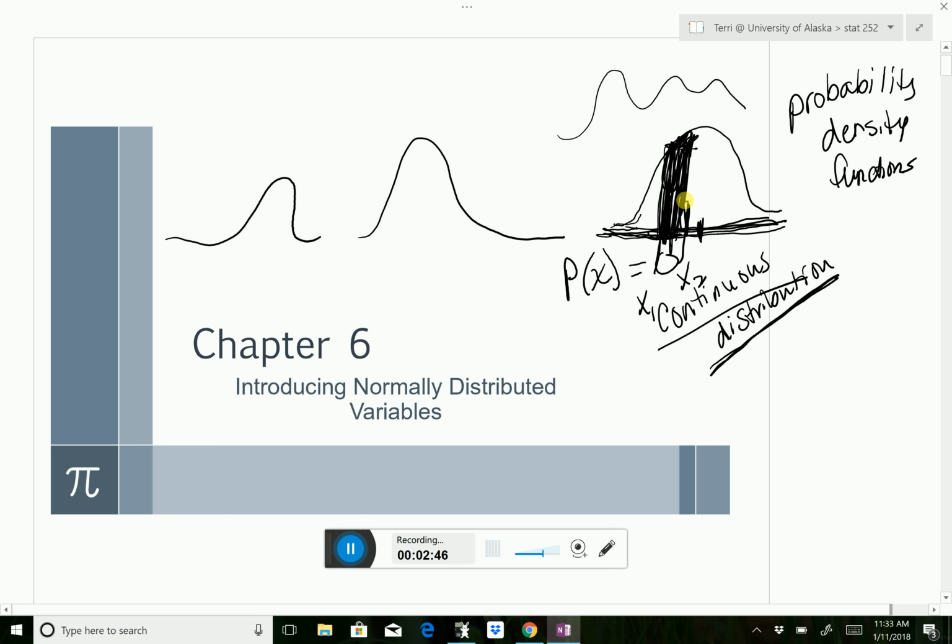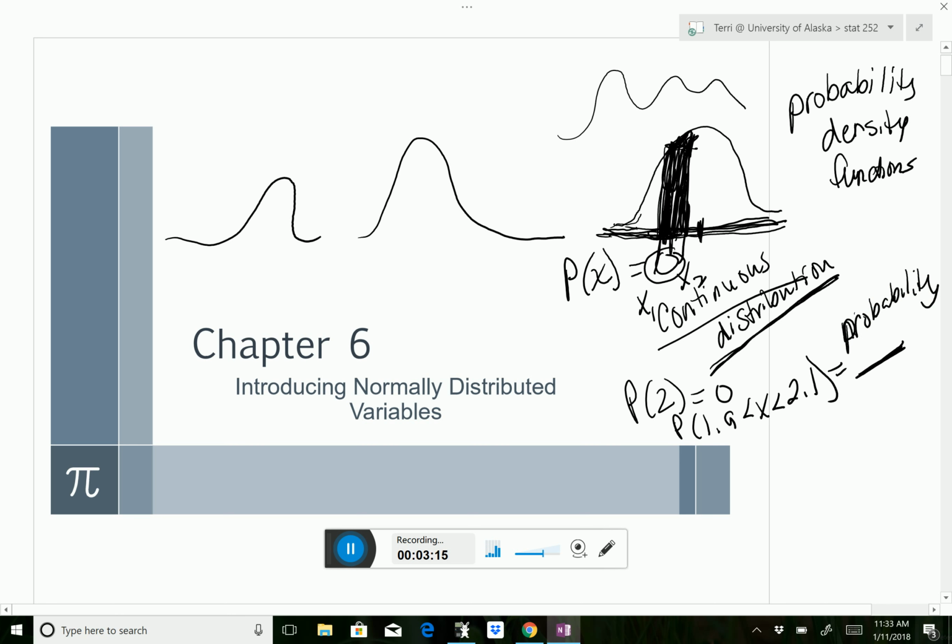Now that is not 0. And if you wanted a certain point, let's say I wanted the probability that something was 2. Well, that's going to be 0. But the probability that my variable is in a small area around 2, that is going to have a number attached with it. That is actually going to have a probability. Now, it may be small, it may be big. It depends on the distribution that we're talking about.